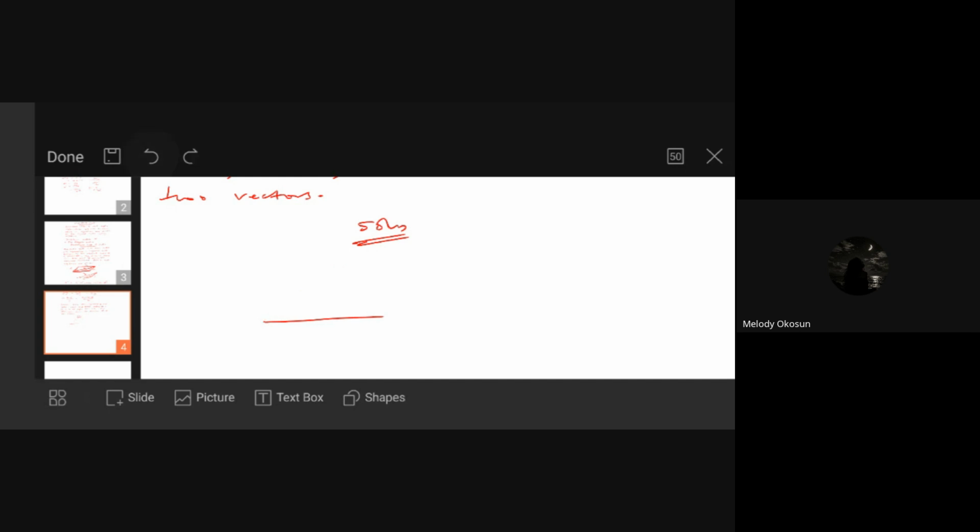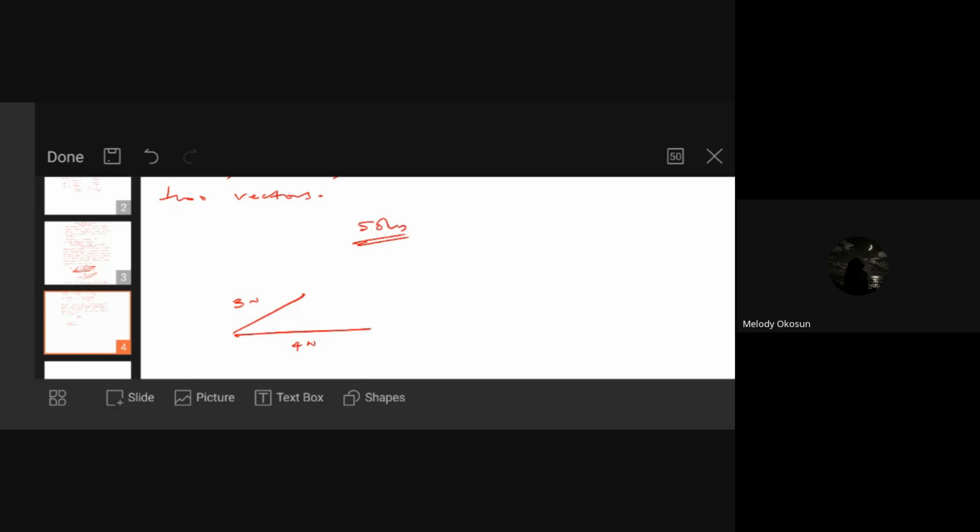Let me try to sketch it. Remember, in vector, you have to consider the size. So this is my 3 Newton. 3 Newton should be smaller. Okay, let me make this 4 Newton. This is my 4 Newton here. This is my 3 Newton here. This is my 4 Newton in a parallelogram. So I've been able to sketch them.